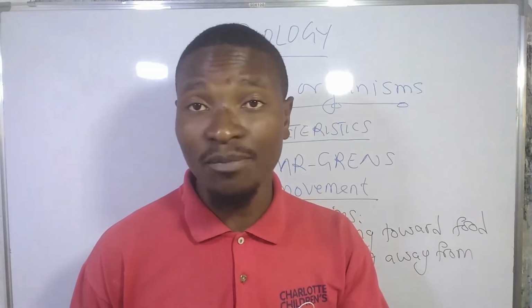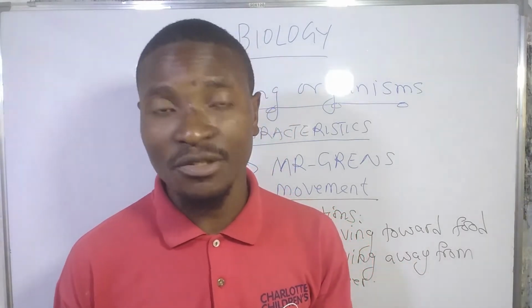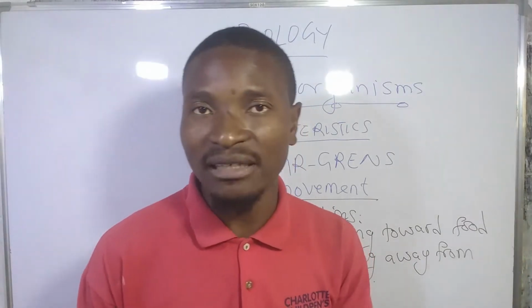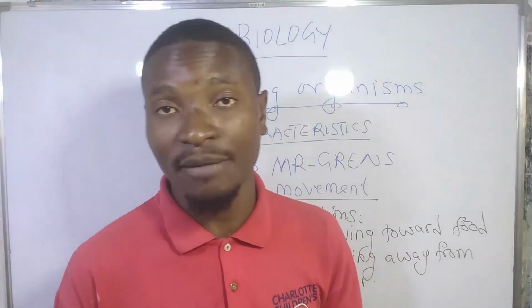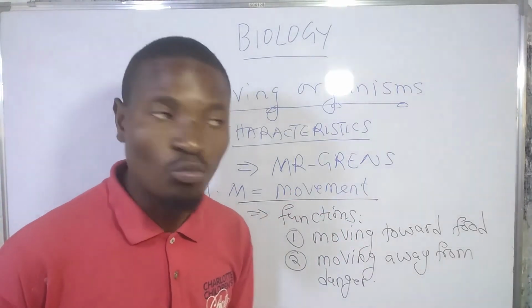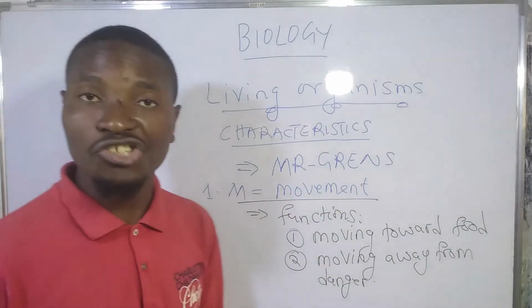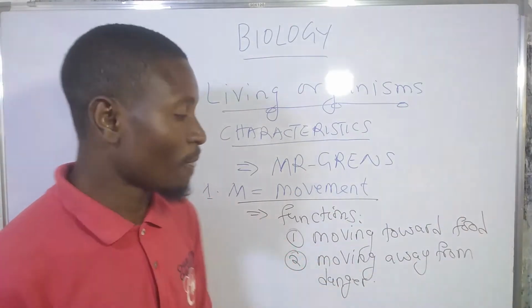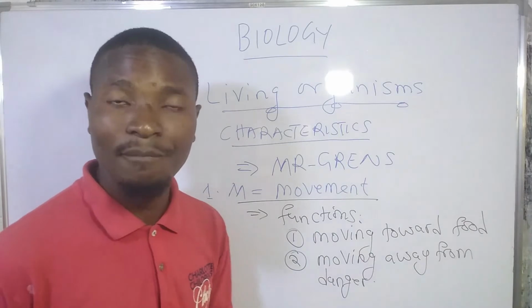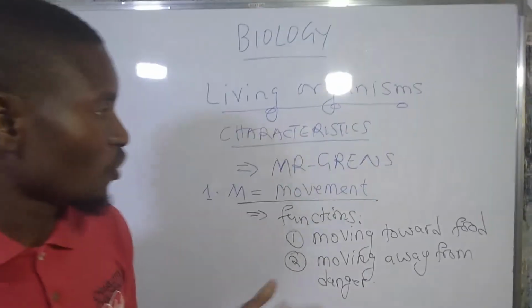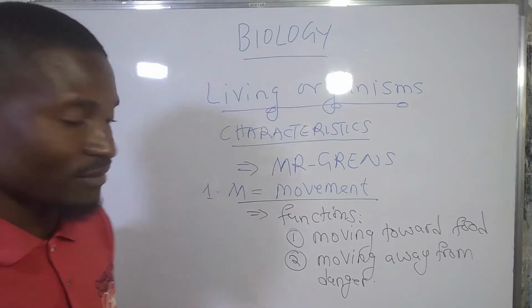If you aren't moving, then you risk being trapped or killed by any predator. So the fact that something is able to move gives us the high probability that it is able to find food quickly and move away from danger, and just like that. Now, number 2, we'll talk about respiration.